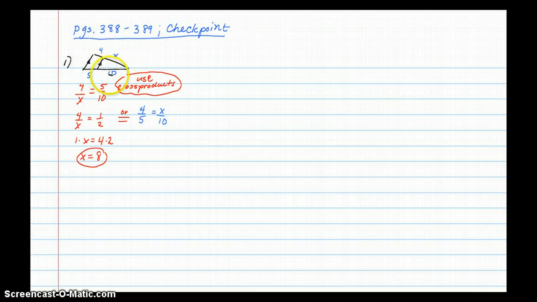Okay, here's the other way. 4 and 5 are corresponding parts, and x and 10 are corresponding parts. And since we already know it's proportional, you can go 4 over 5 equals x over 10. Again, you're going to use cross products in both situations. And you're going to go 5 times x equals 4 times 10. 5x equals 40. Divide both sides by 5. X equals 8. You get the same answer.